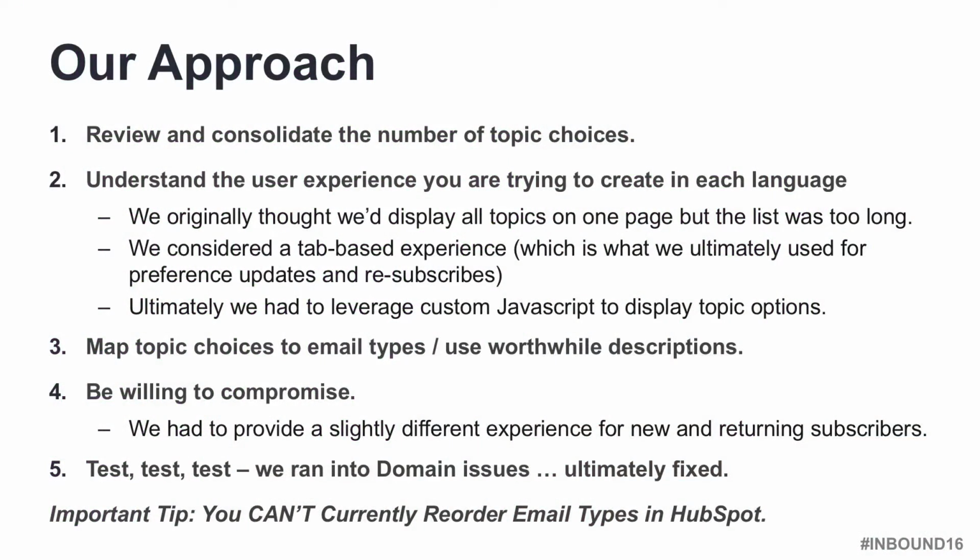So after we consolidated the number of choices to more logical groupings and higher level topic areas, and then again, that was done based on the user experience. You wouldn't necessarily have to do that depending on how many topic choices you have. We're figuring out how to create an experience that would be great on a mobile device, as well as not overwhelm the user with their selection of choices. So the way that we did this is we had to leverage some custom JavaScript to get information to display on a single page. And I'm going to show you that momentarily.